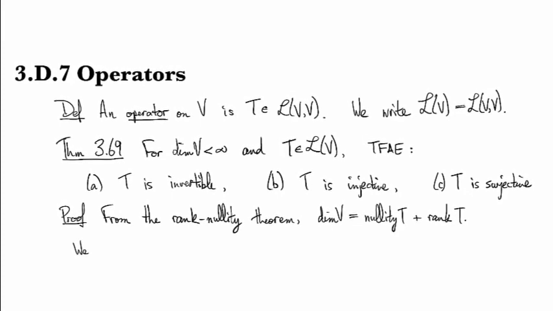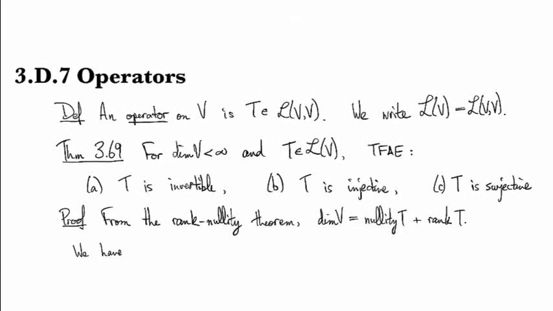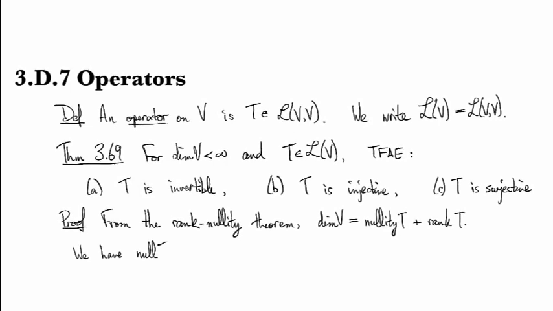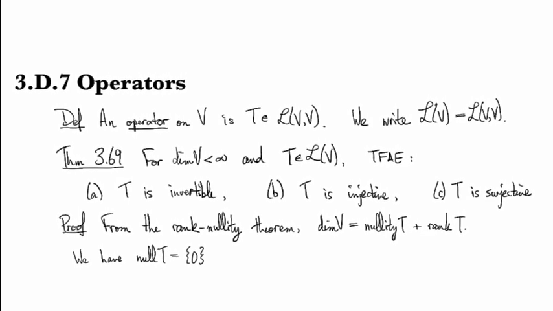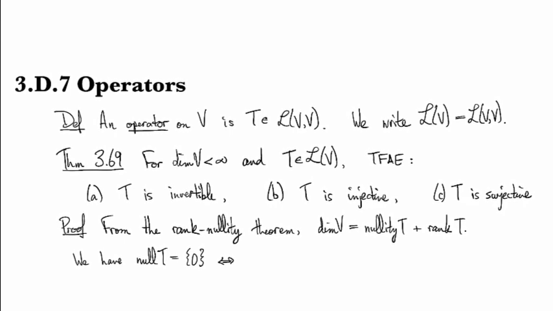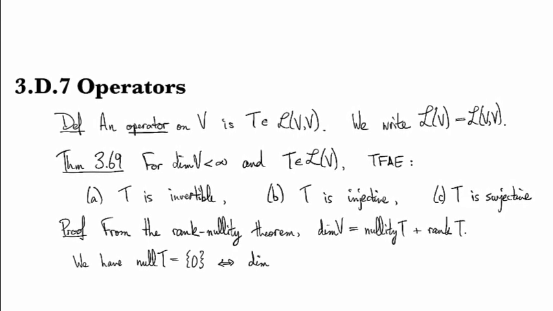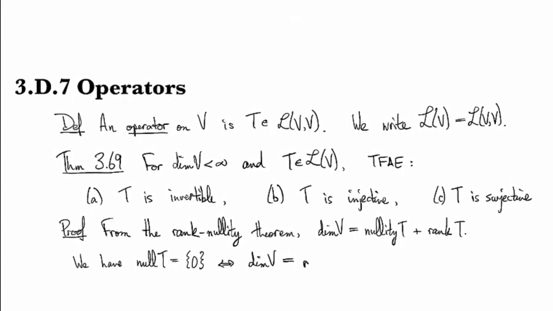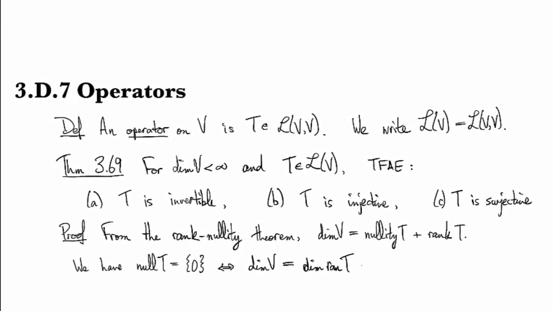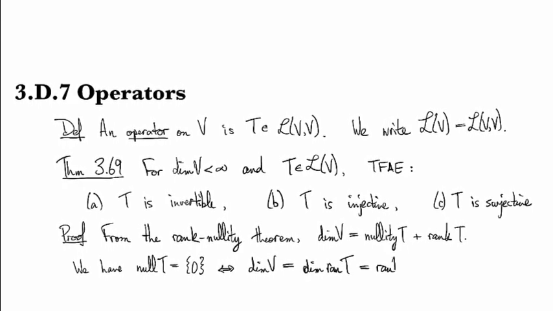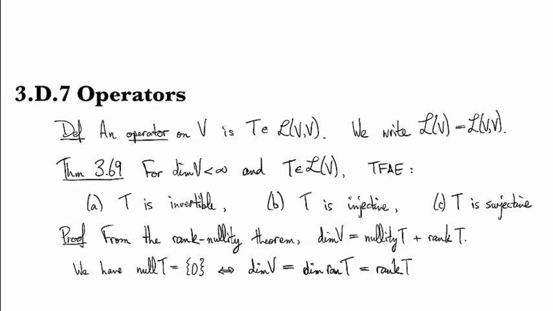And we have that the null space of T is trivial if and only if the dimension of V is equal to the dimension of the range of T, or in other words, the rank of T, because the nullity vanishes.